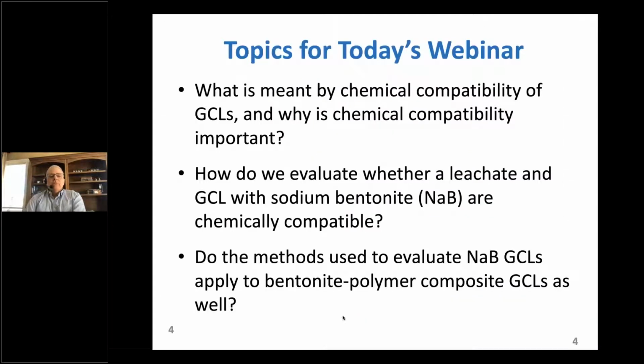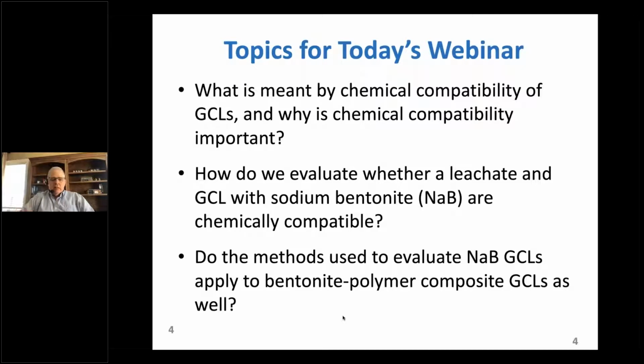So what are our topics for today? Let's go over what I'd like to achieve. First of all, what is meant by chemical compatibility and why is it important? Second, how do we evaluate whether a leachate and a GCL with sodium bentonite are chemically compatible? For a conventional GCL, what tests do we run? Are there index tests that we can use to get a screening assessment? What type of hydraulic conductivity tests do we need to run under what conditions?